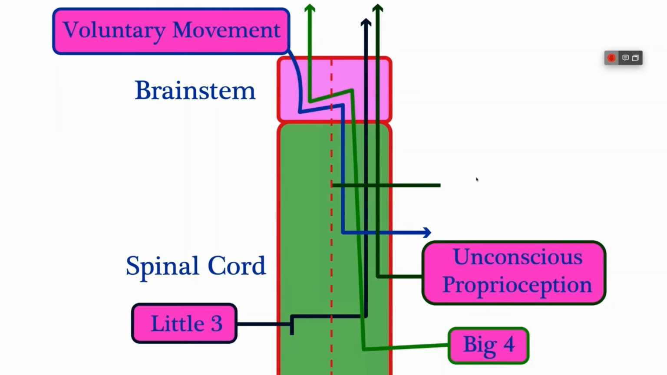Okay, so I look at where you have the hemisection, and then I compare that to where the tract is exiting, because where it exits out of the spinal cord is where it's going to innervate that section of the body. So for like the little 3, I look at how it's exiting on the opposite side of where the cord is cut, whereas for big 4 and unconscious proprioception, it's on the same side, and those are ipsilateral. Oh, interesting. That's very clever. I think that would work. That actually works.